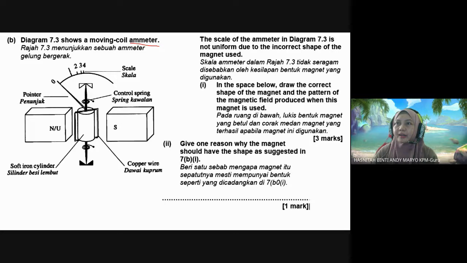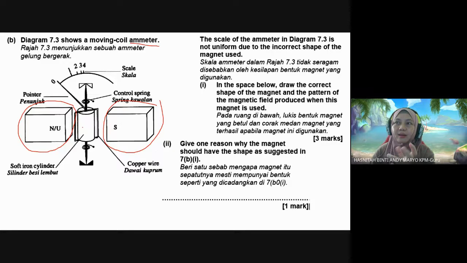You can see all the structure there. The question is: the scale of the meter in 7.2 is not uniform due to the incorrect shape of the magnet used. You can see what shape of magnet is used now. What do we call this shape? This is rectangular, right? When you are using this rectangular shape, what do you think will happen to the rotation of the coil?